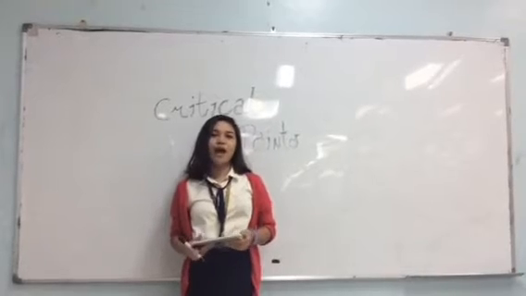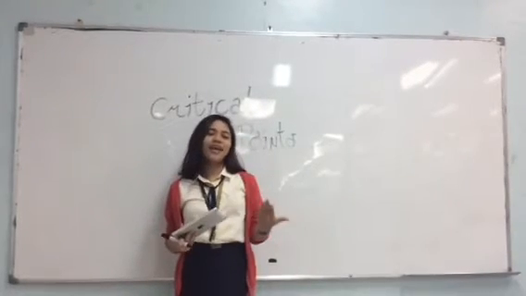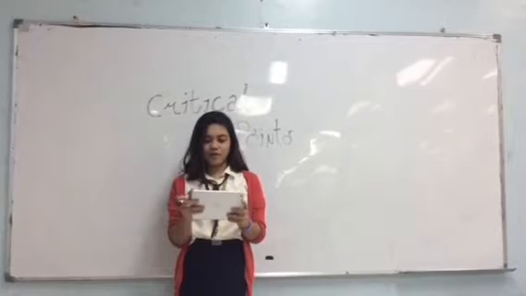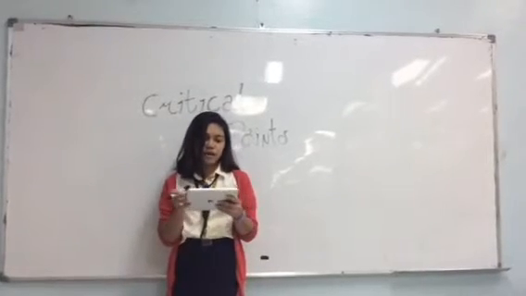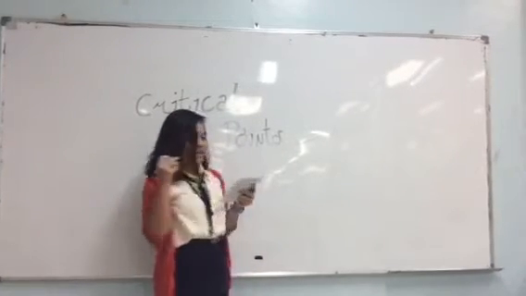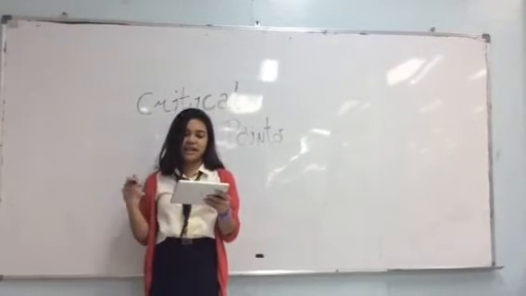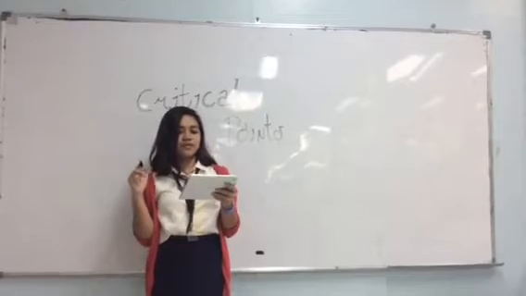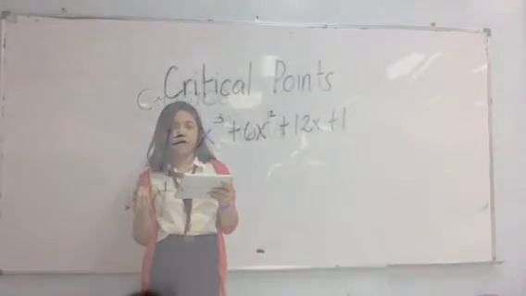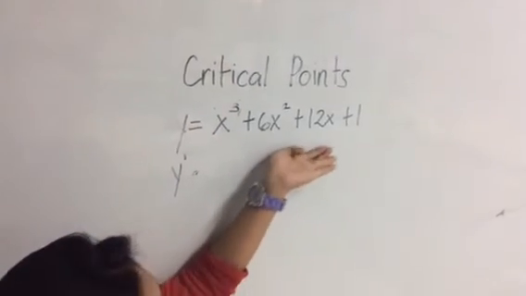Now in front of you, I'm going to teach you how to get the critical points. The definition of critical points is, we say that x equals c is a critical point of a function f of x if f of c exists. Our given is x cubed plus 6x squared plus 12x plus 1.